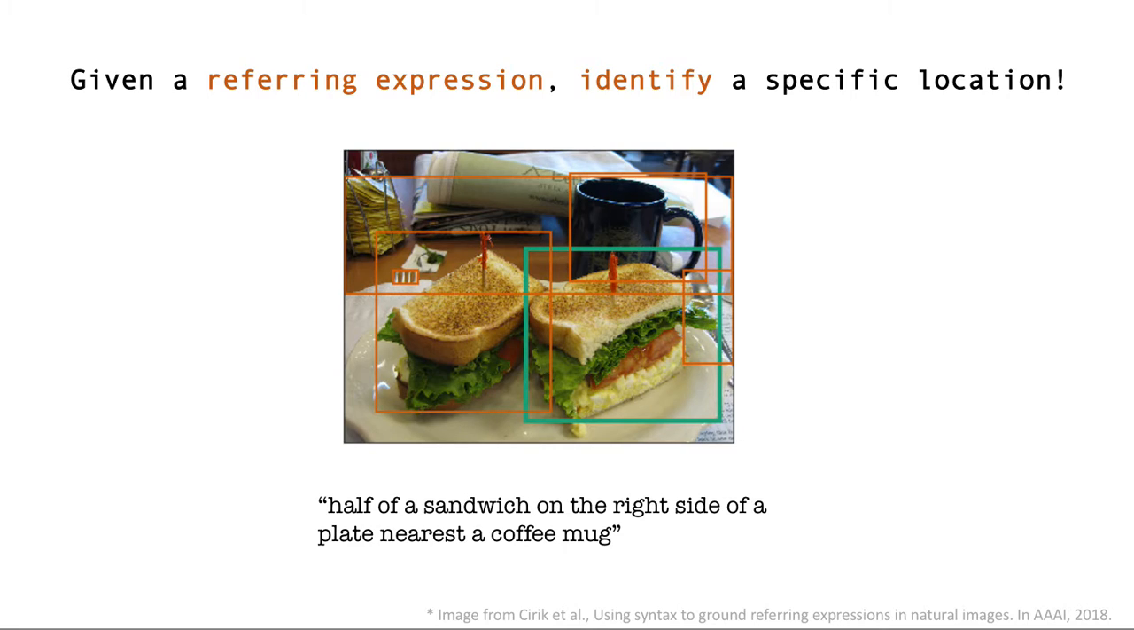Here's an example. The expression goes like this: half of a sandwich on the right side of a plate nearest a coffee mug. A properly trained model should be able to localize the sandwich that's located on the bottom right location in the image based on the expression.